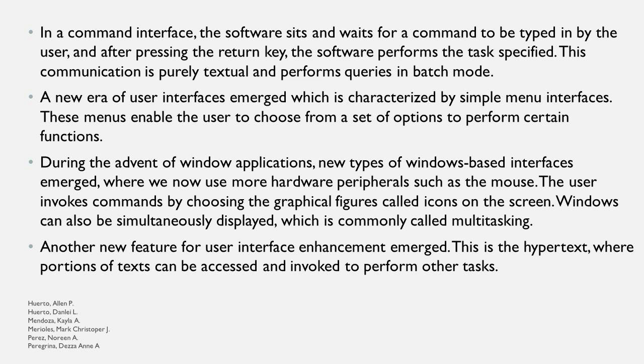During the advent of Windows applications, new types of Windows-based interfaces emerge, where we now use more hardware peripherals such as the mouse. The user invokes commands by choosing the graphical figures called icons on the screen. Windows can also be simultaneously displayed, which is commonly called multitasking. Another new feature for user interface enhancement emerged. This is the hypertext where portions of text can be accessed and invoked to perform other tasks.